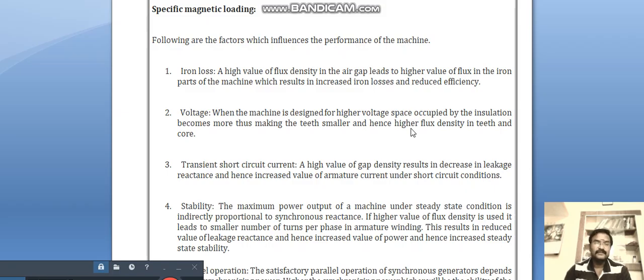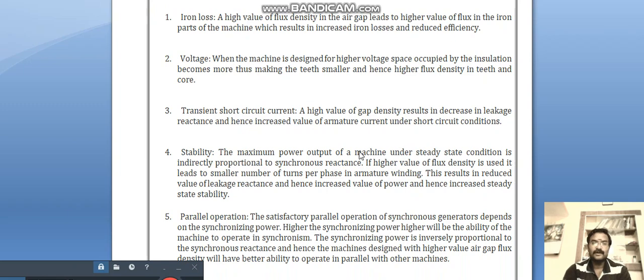Stability. The fourth one is stability. The maximum power output of a machine under steady state condition is inversely proportional to synchronous reactance. If a higher value of flux density is used, it leads to a smaller number of turns per phase in the armature windings. This results in a reduced value of leakage reactance and hence increased power and increased steady state stability.